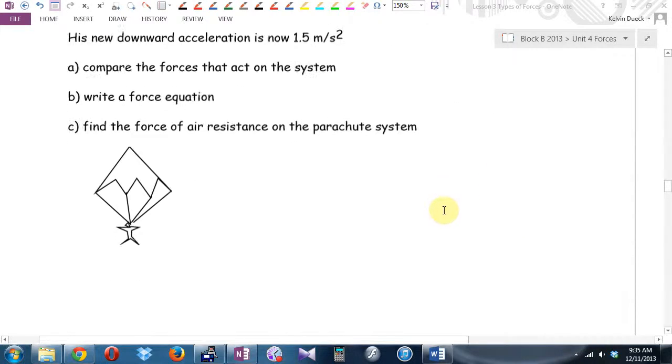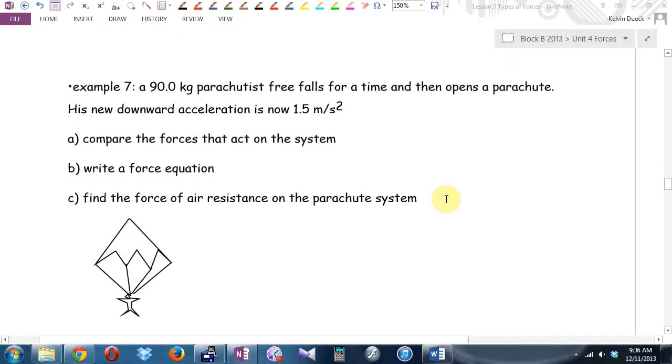Back to here. Parachuting. A 90-kilogram parachutist, I mentioned that I jumped out of an airplane. A 90-kilogram parachutist free falls for a time and then opens a parachute. His new downward acceleration is now 1.5 meters per second squared. A says, compare the forces that act on the system. That's physics speak for draw a free body diagram, because that's really what you're doing. You're doing arrows and the lengths are comparing the forces. So let's do a good free body diagram. What are the forces acting on the parachutist? Get the obvious one. Gravity.